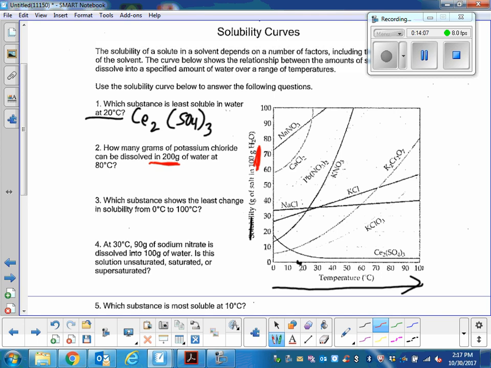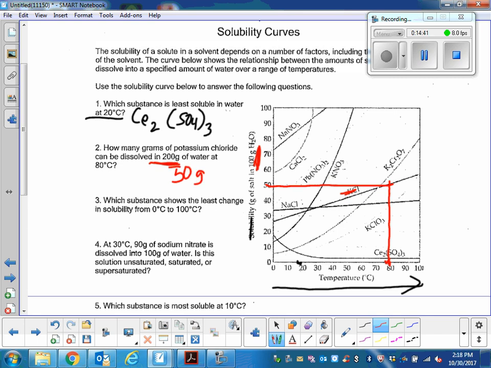KCl. So this is the graph for KCl. At 80. Is this 80? Yeah. All right, so how do I find out how much can dissolve at 80? Can I go up and touch KCl, and then I go across? How much do you think dissolves? 50. Is that right? Do we understand? It is 50 grams.